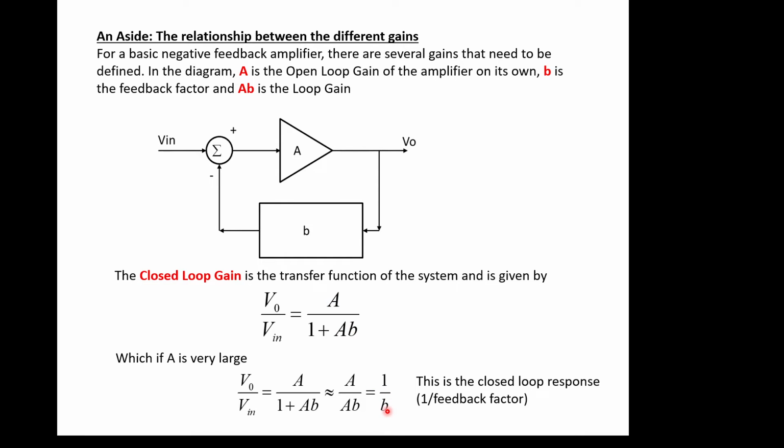So the closed loop system becomes defined only by the feedback factor, and we don't care what the value of A is, as long as A is very, very large. And that's the real nature of feedback.